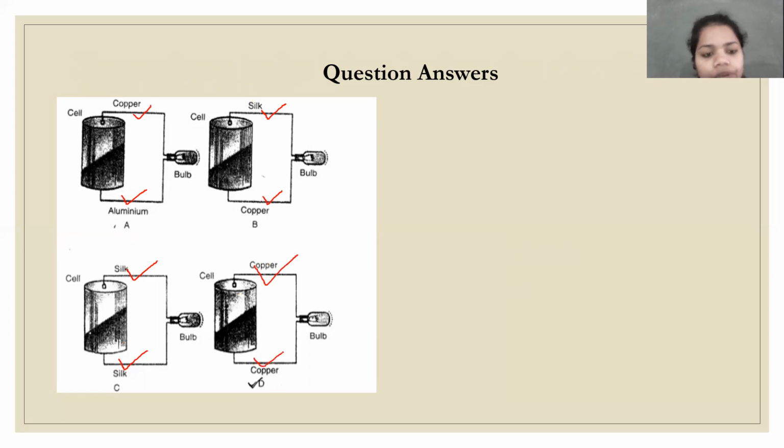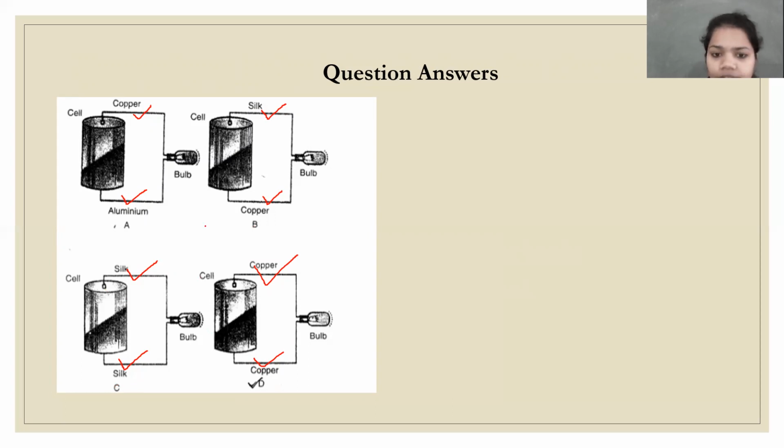Okay. And my question is, out of all this A, B, C, and D, in which case will the bulb glow? Cell is there, bulb is there, and they are connected with the help of different kinds of wire, that is copper, aluminum, and silk. So out of this A, B, C, and D, which bulb will glow?